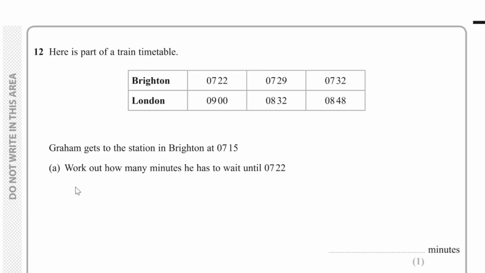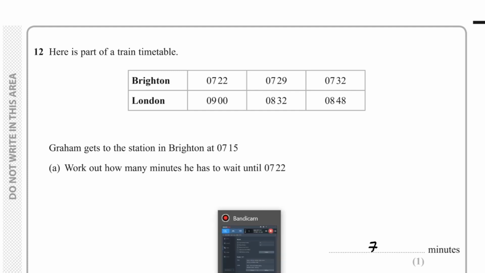Question number 12. Here is part of a train timetable, and Graham gets to the station in Brighton at 7:15. Work out how many minutes he has to wait until 7:22. Well, 7:15 to 7:22, he has to wait 7 whole minutes before he can jump on the train.